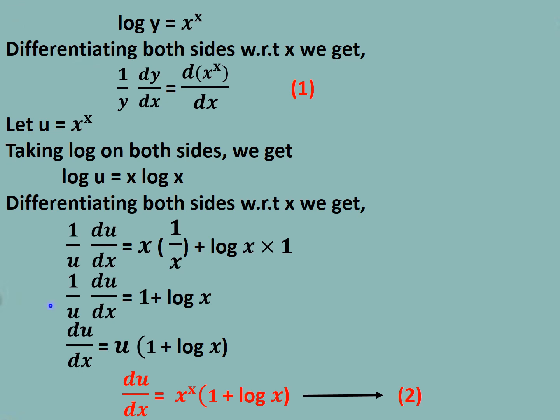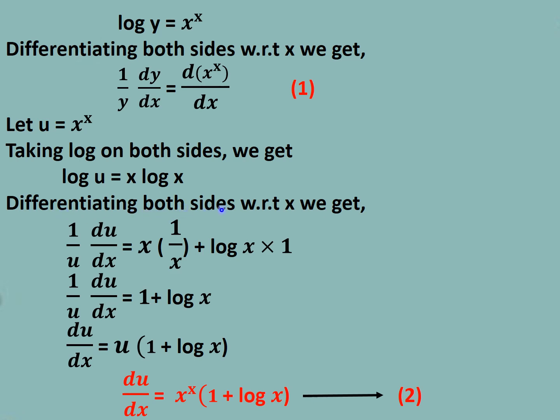So we got log y is equal to x raised to x. Differentiating both sides with respect to x, we will get 1 by y into dy by dx because it is log y, and on the right hand side we won't get the derivative directly as it is an exponential function. So d by dx of x raised to x we will find separately by considering this x raised to x as some other u. Then after writing this separately, u is equal to x raised to x, we will take the logarithm on both sides. We will get log u is equal to x log x. This exponent will go to the front of the logarithm.